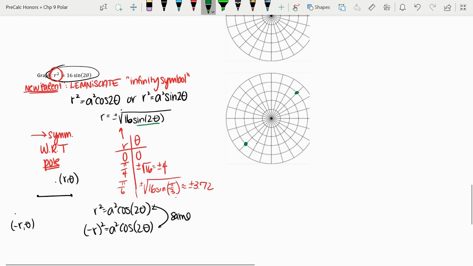So at pi over 6, I'm still pretty close to our original value. And remember, symmetry with respect to the pole, which means I'm going across, and it's there. So this guy, and I said Lemniscate means infinity symbol, actually looks like a figure 8, right? The infinity symbol. So that would be our Lemniscate.